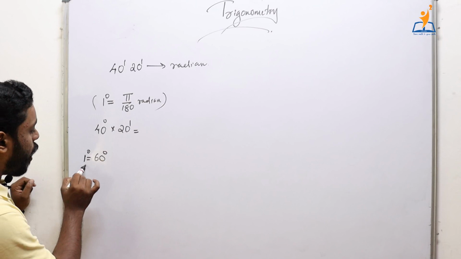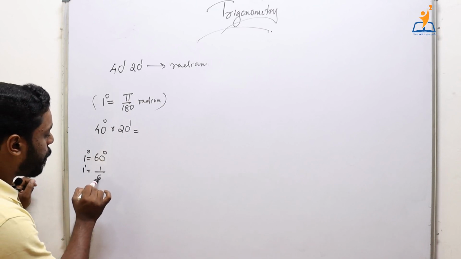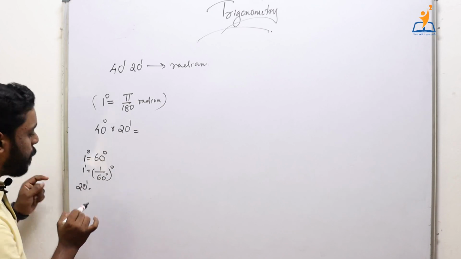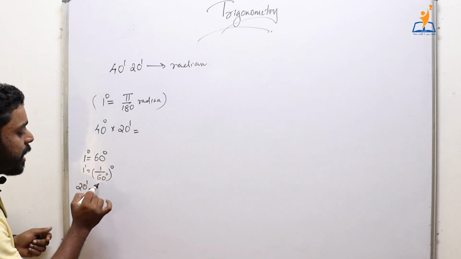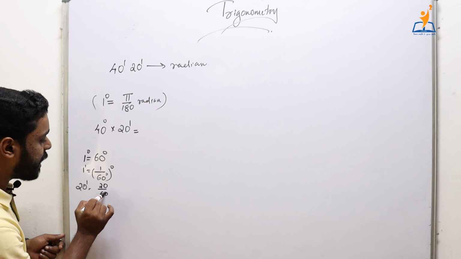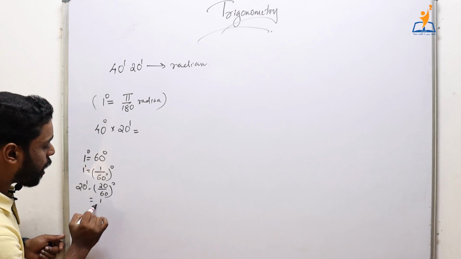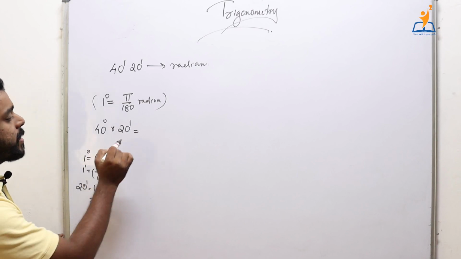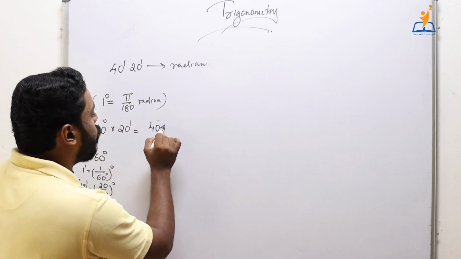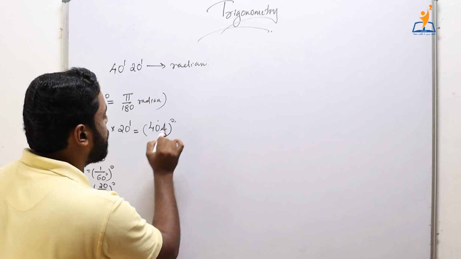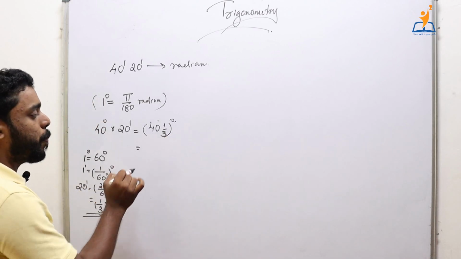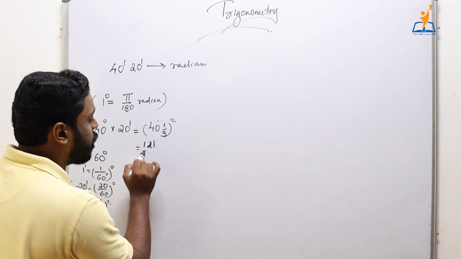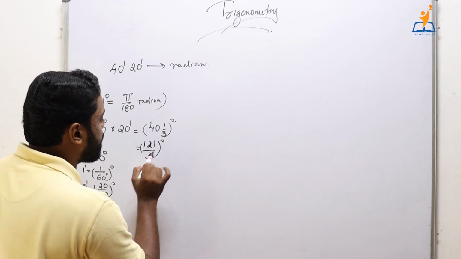So we have 1 minute is equal to 1 by 60 degree, isn't it? So we have 20 minutes. Multiplying both sides with 20, it will become 20 by 60 degree, which is equal to 1 by 3 degree. So what is this? It is equal to 40 and 1 by 3 degree. We can make it into a proper fraction like this. 40 into 3 is equal to 120, so it will become 121 by 3 degrees.